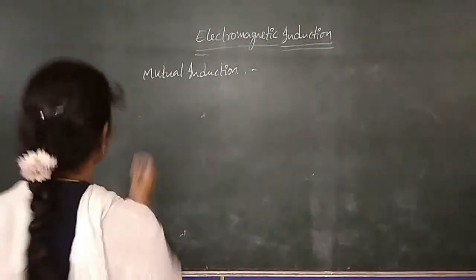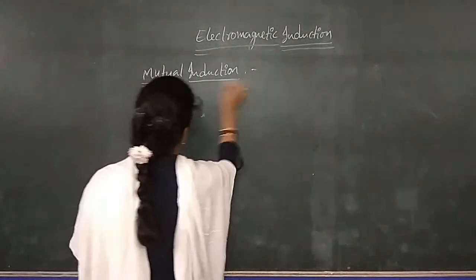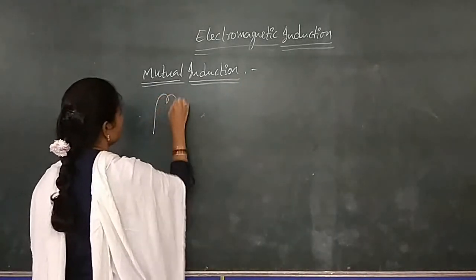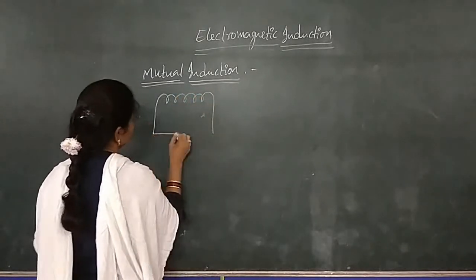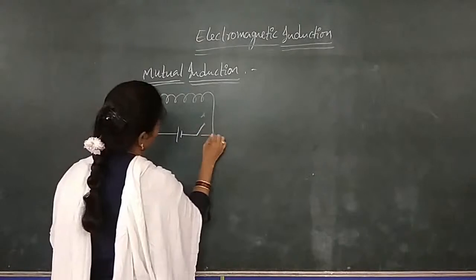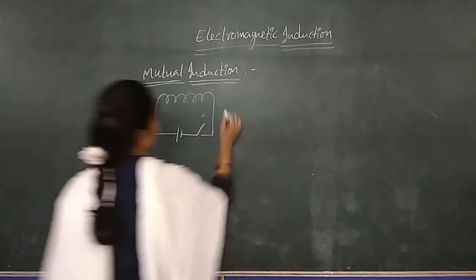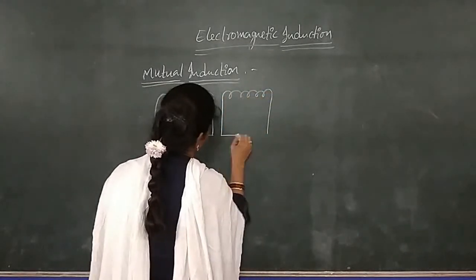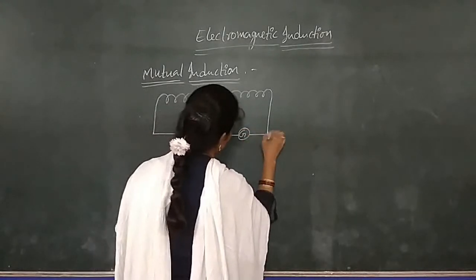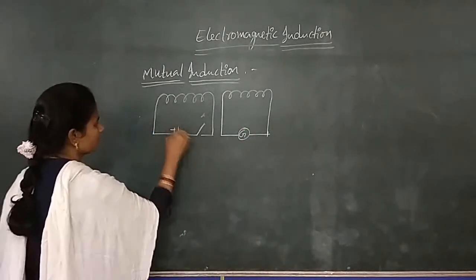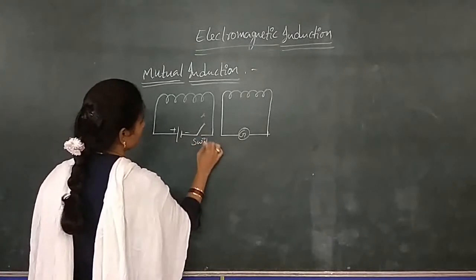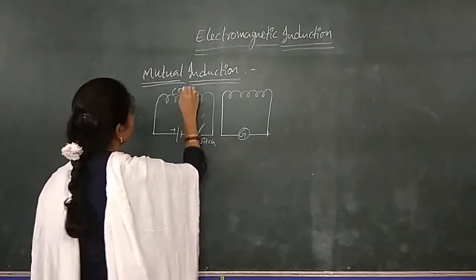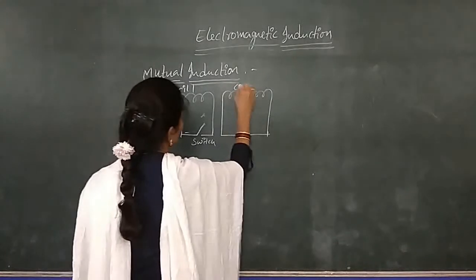So the next one is mutual induction. So what is mutual induction? Here it contains two coils, two solenoids. This is the battery, this is the switch, and this is the galvanometer. This is the first coil, coil 1, and this is coil 2.